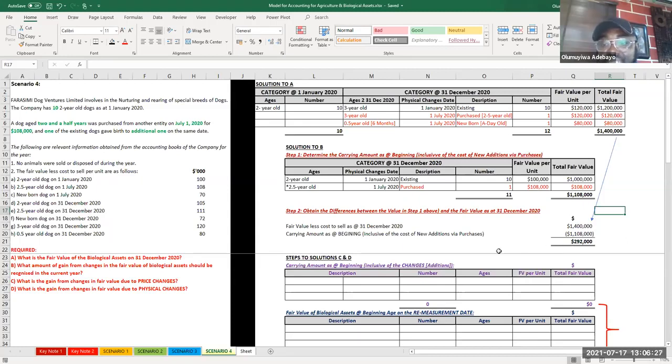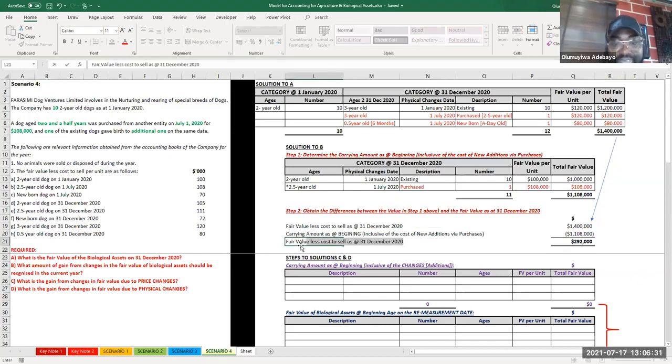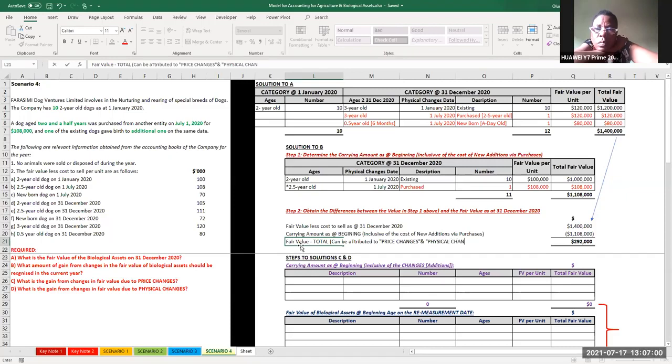Now, there is a problem. This fair value gain, which is total in nature, can be attributed to one, price changes because of inflation and some other things, and two, physical changes. Physical changes is because of new purchases you have made and new births that have occurred. Price changes is attributed to market price changing. What was a 2-year-old last year was $10,000. This year is $12,000. Without even having a maturity period or anything, just because you are on the same age, the market price has moved to reflect inflation, purchasing power, and all sorts of things.